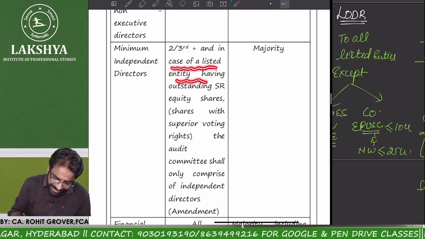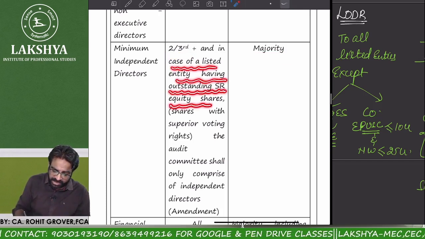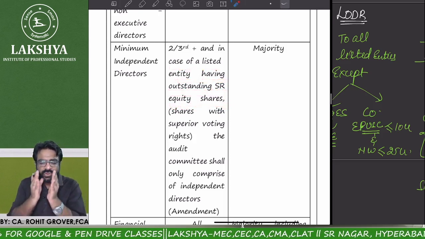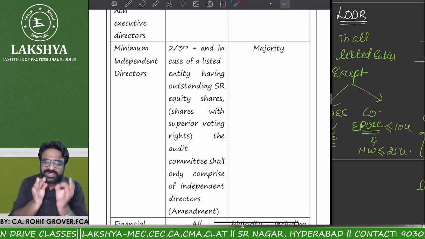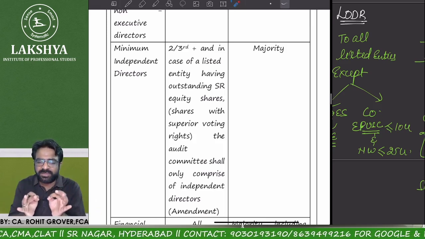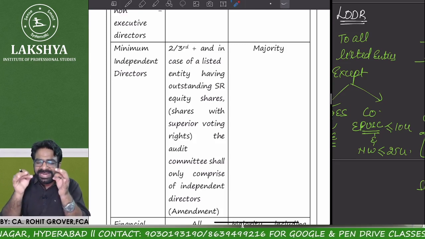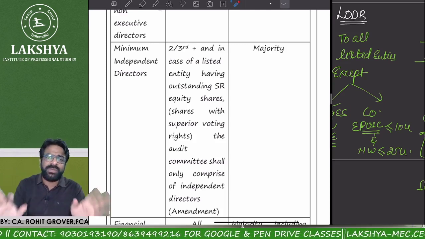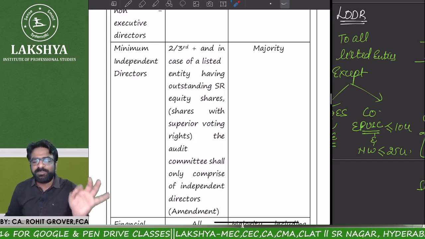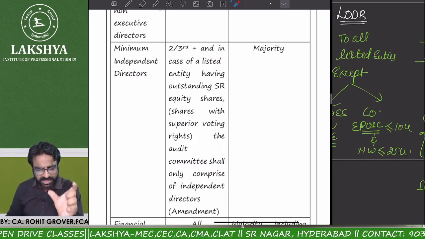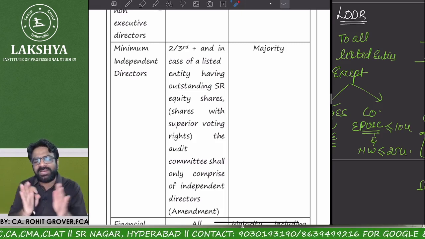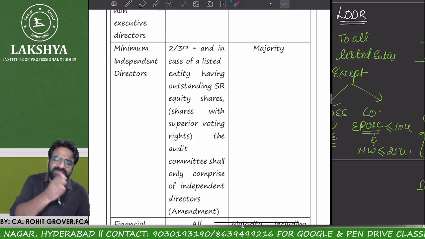In case of those listed entities having outstanding superior right equity shares, remember one thing: the audit committee of those listed companies shall comprise only independent directors, not 2/3. The total should be independent directors. In those companies, the entire audit committee should comprise independent directors. 2/3 is applicable to listed entities other than these.